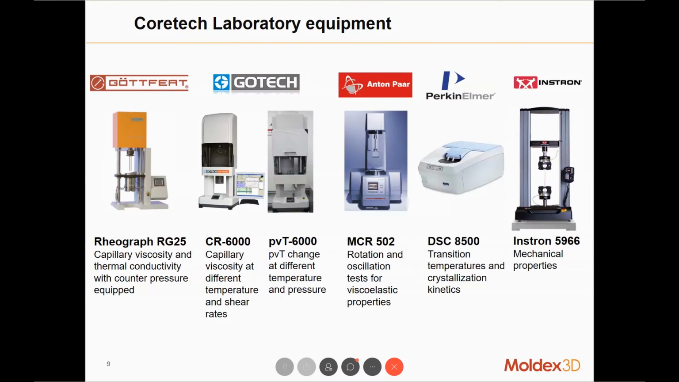First, let's take a look at our own lab in our own company, CoreTech. We have a laboratory with all these equipments. Actually, right now we have even more, but we just list some of them. For example, the Rheograph RG25 for viscosity, and also the PVT 6000 for PVT. We have a PVT 6000 for thermoplastic, and for thermoset we have one machine from UChem that we can test the PVT curve for thermoset material.